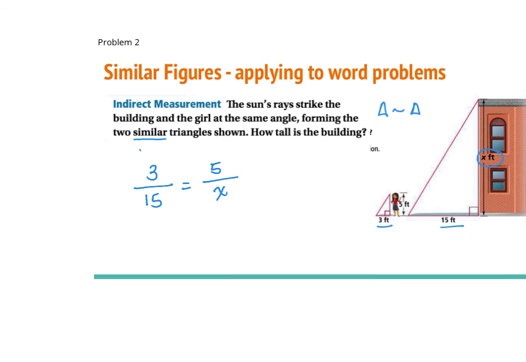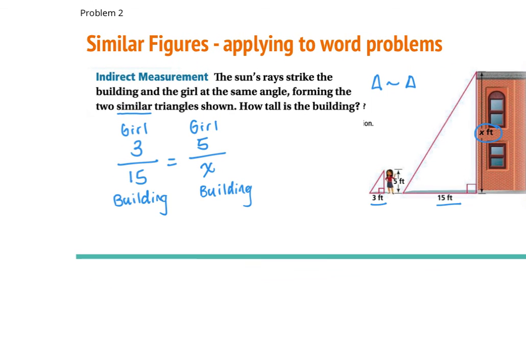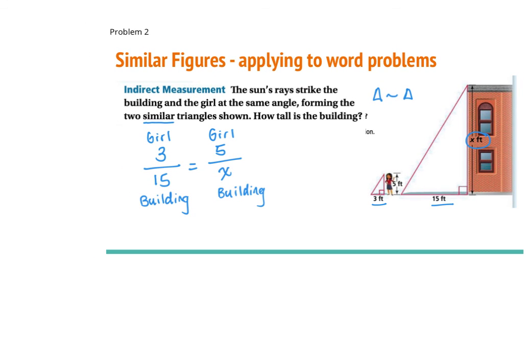But remember, the girl's shadow, the girl's height, the building's shadow, and then the building's height. It's very important which one goes on the top and which one goes on the bottom. That is the main purpose of all of these problems, to get that set up correctly. So if the girl's shadow is 3, the building's shadow is 15. If the girl's height is 5, what's the height of the building?